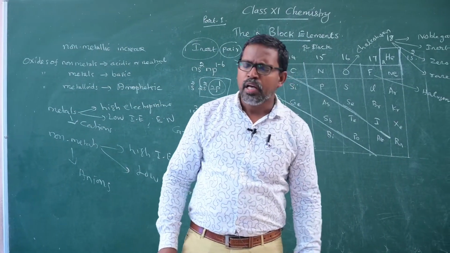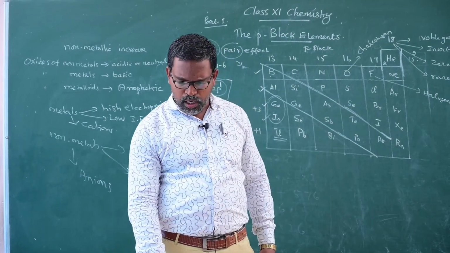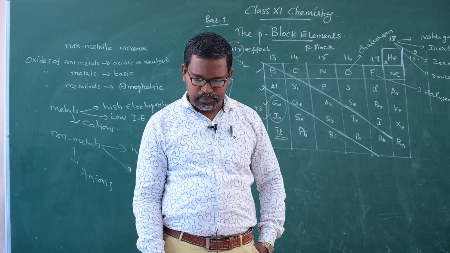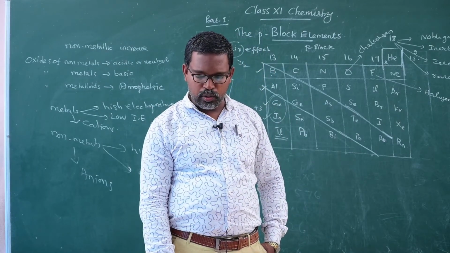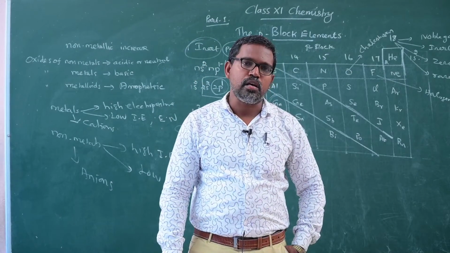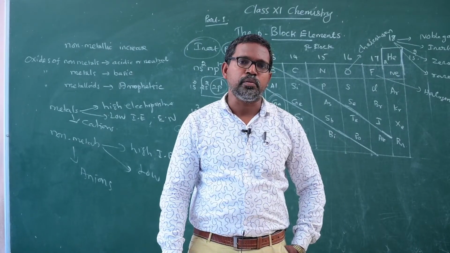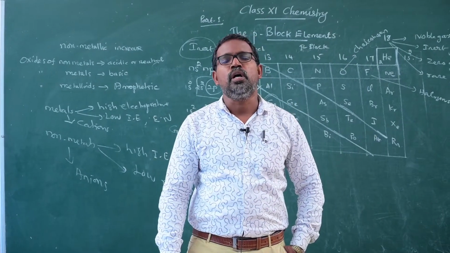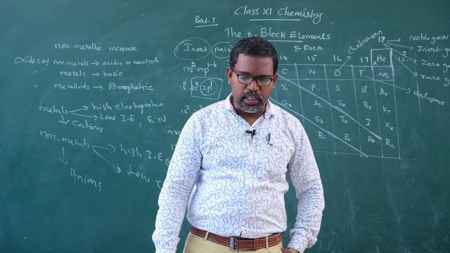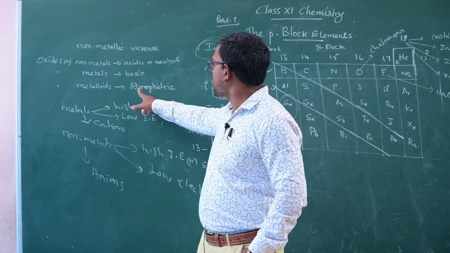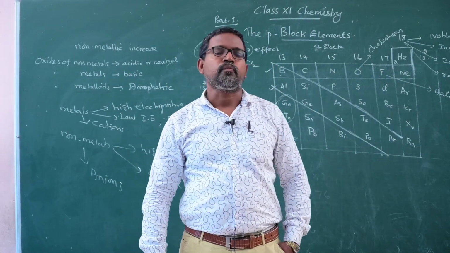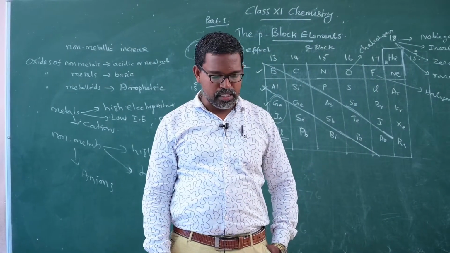Similarly, for the oxides, the more electropositive the metal, the more basic its oxide. The non-metals are more electronegative and less electropositive, and therefore their oxides are acidic in nature. The oxides of metalloids are amphoteric because they show both acidic as well as basic nature.